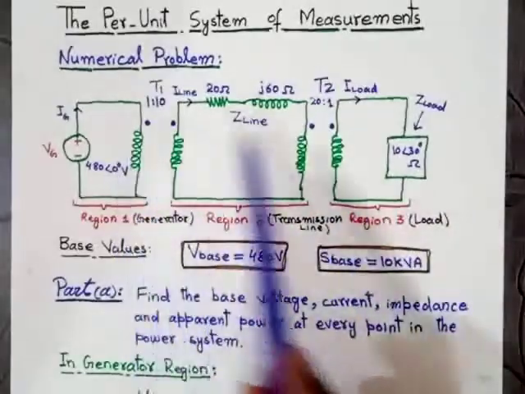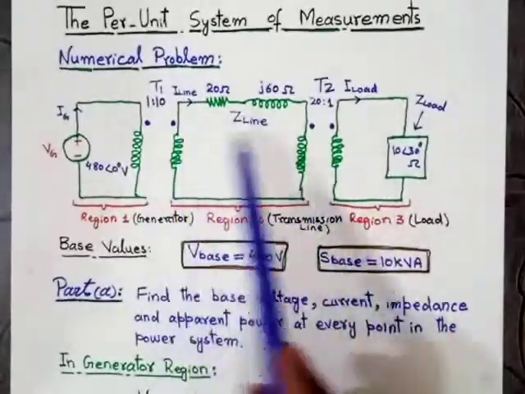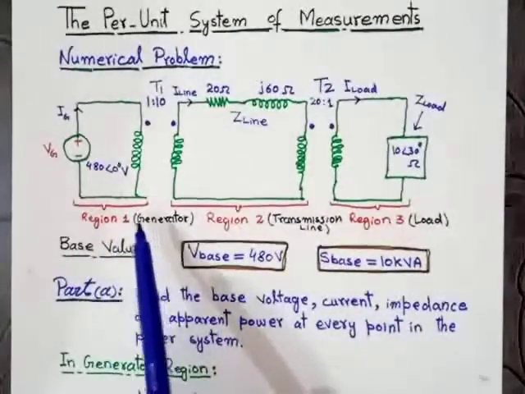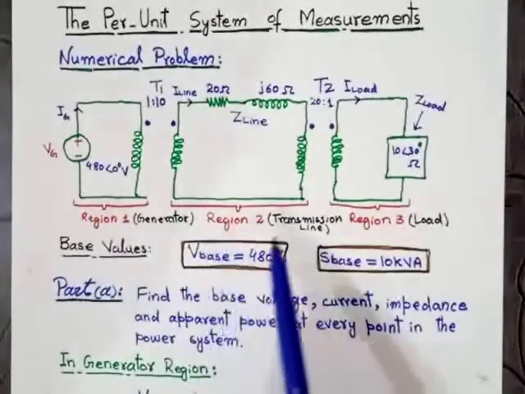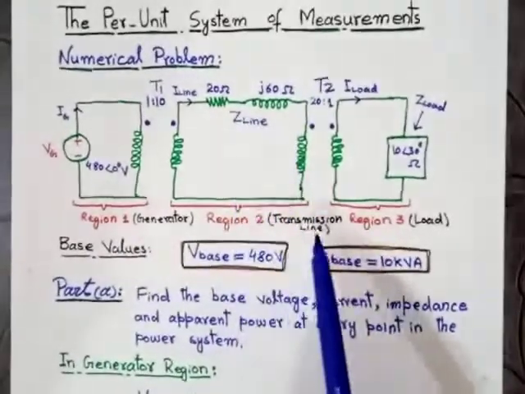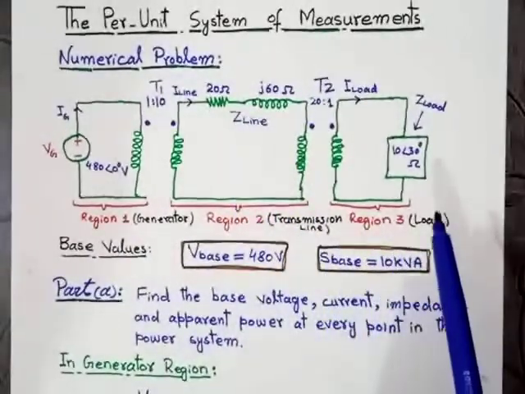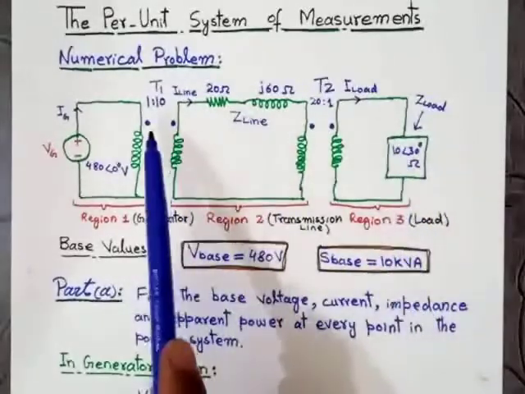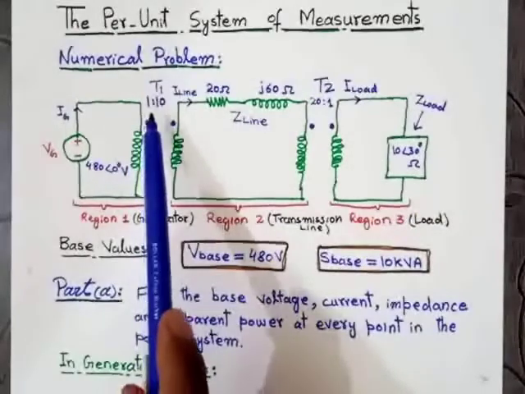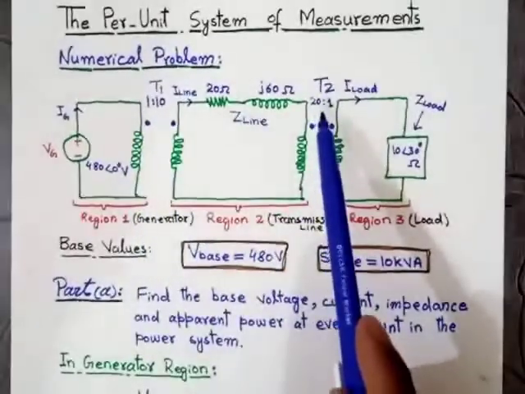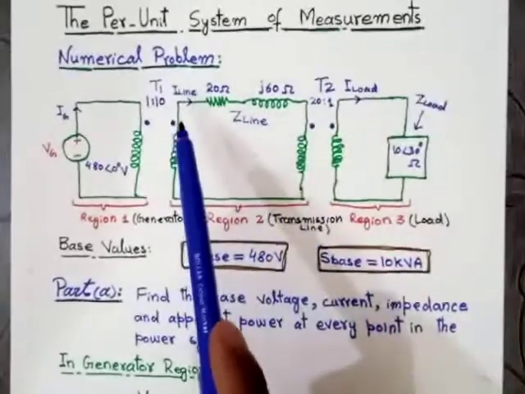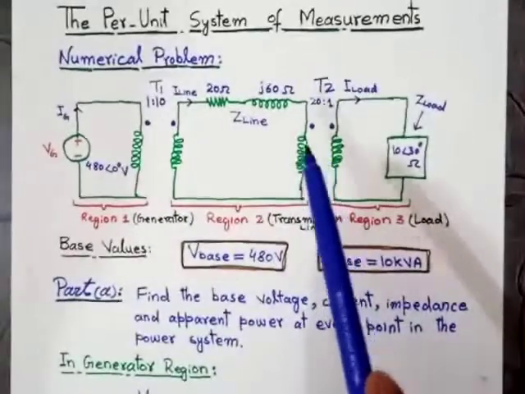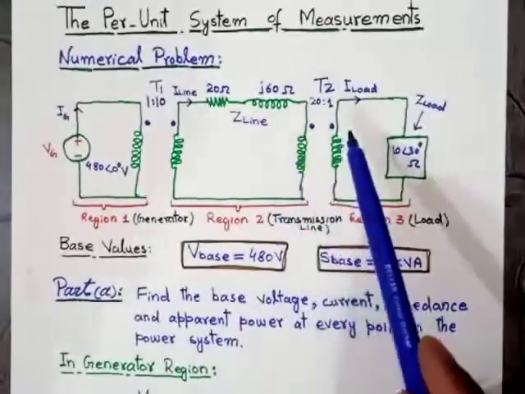So this is the power system given in this numerical problem. There are 3 regions. This is region number 1, that is the generator side. This is region number 2, that is the transmission line. And this is region number 3, that is the load side. And there are 2 transformers, that is T1, transformer number 1, and transformer number 2. Transformer number 1 is basically the step up transformer and transformer 2 is basically the step down transformer.